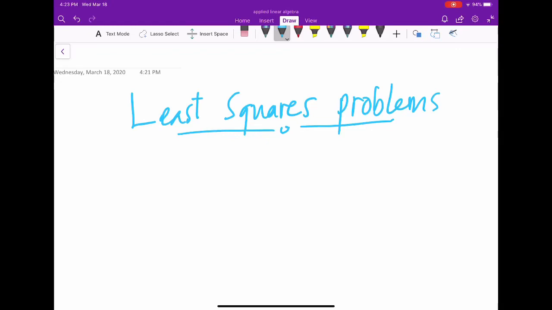Hello. Today we'll continue our topic, least squares problems. Last time we studied how to solve least squares problems using a linear algebra approach. So today we will consider another approach, how to use calculus to solve such problems. But before that, I want to remind you of the previous approach.